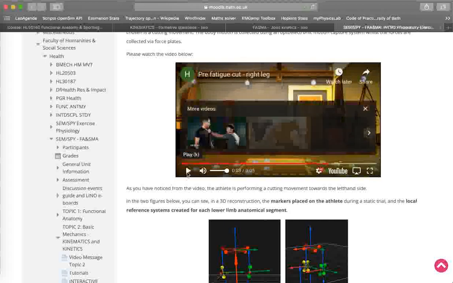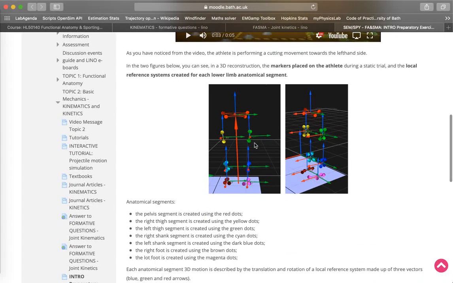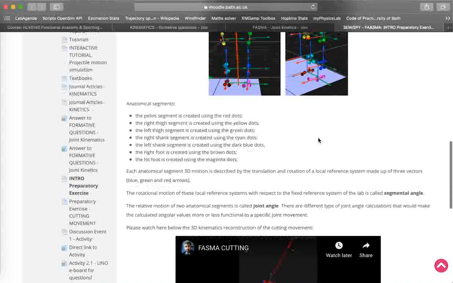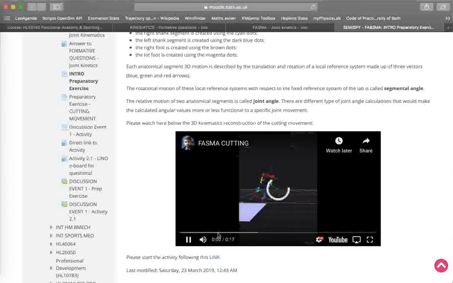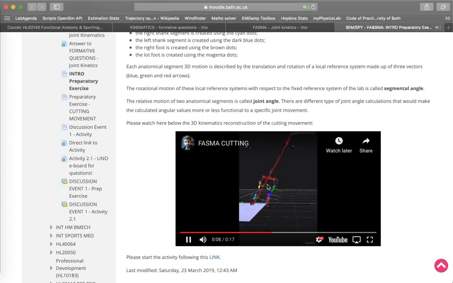Here there is some information about the kinematic analysis that was performed on this movement. There are different anatomical segments described by these clusters, and each of the clusters has a local reference system, as you can see from the arrows here. All the information that you need is here, and the video of the 3D kinematic analysis is also included, where you can see both the motion of the anatomical segments, and the red arrow you can see here is the ground reaction force in 3 dimensions.